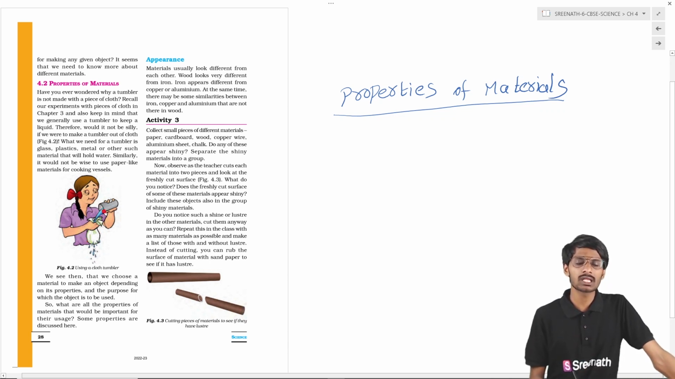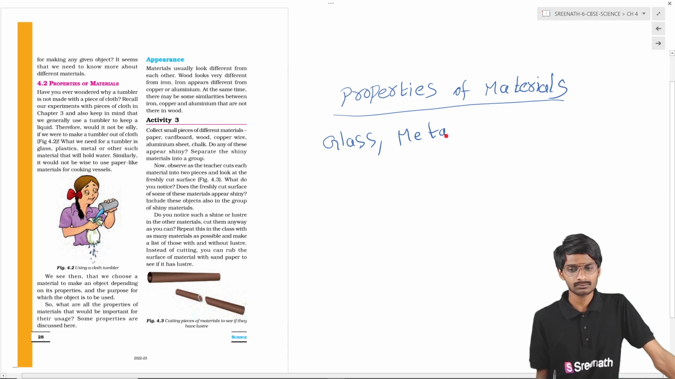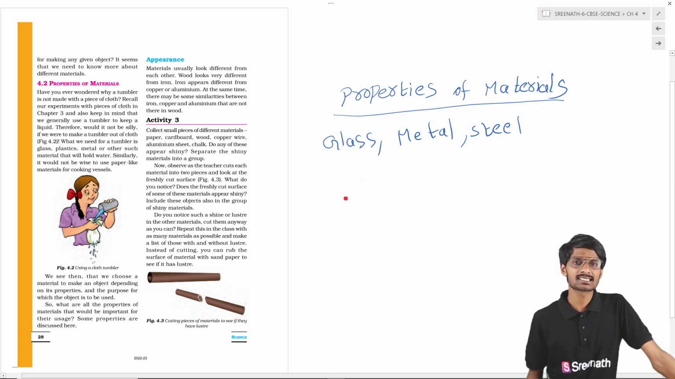If you want to hold a liquid, you have to make a tumbler with glass or metal, or steel, like that, students. So the purpose of the object decides which material is to be used for different things. Finally, we have to know what the properties of materials are.